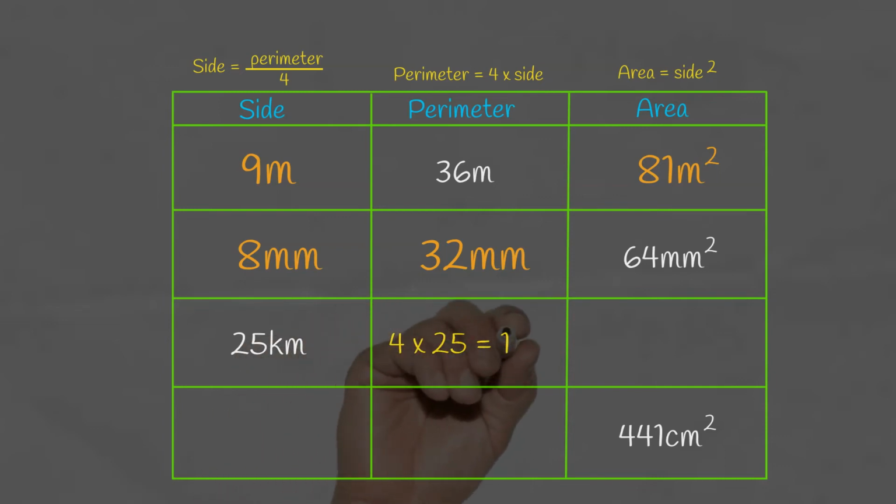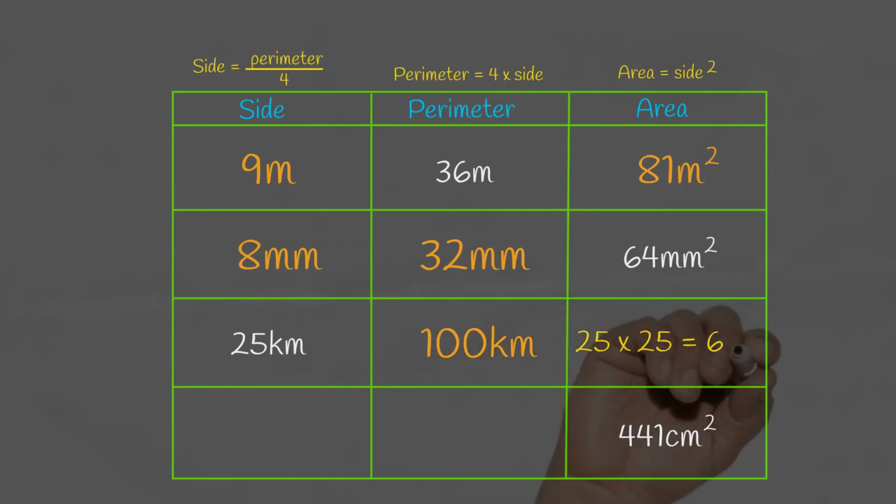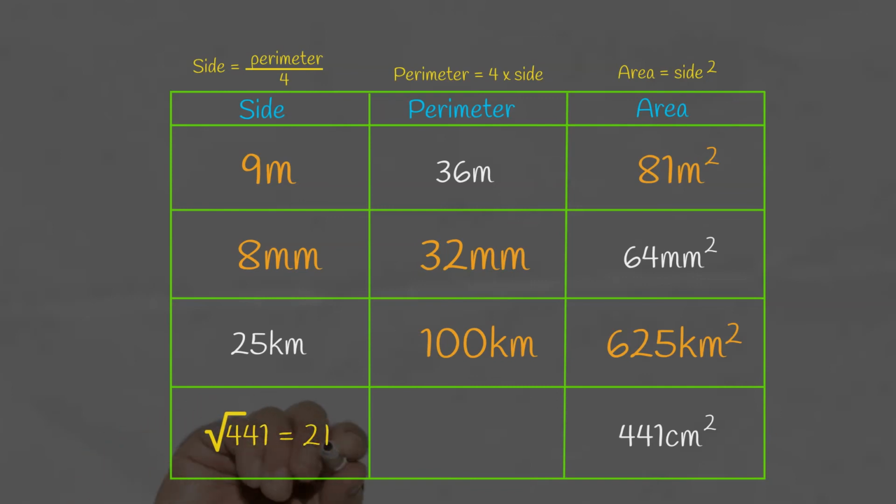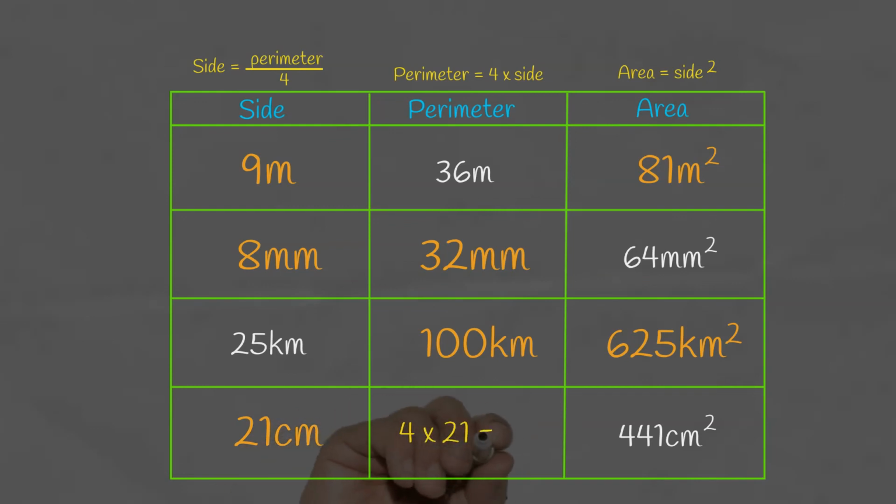In the third square, we have the side length of 25 kilometers. So we know the perimeter is 4 times that, so that's 100 kilometers. And the area is 25 squared, or 25 times 25, so that's 625 kilometers squared. And for the final square, again, we only have the area, and we know that the area is the side length squared, so we square root the area to get the side length. So the square root of 441 is 21, so the length of the side is 21 centimeters. And finally, the perimeter of that square is the sum of all the sides, so it's 4 times 21, which is 84 centimeters.